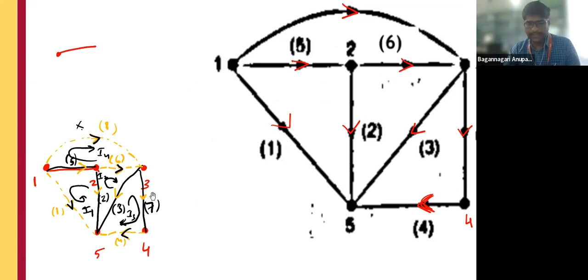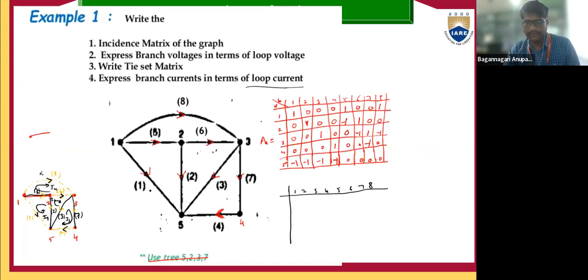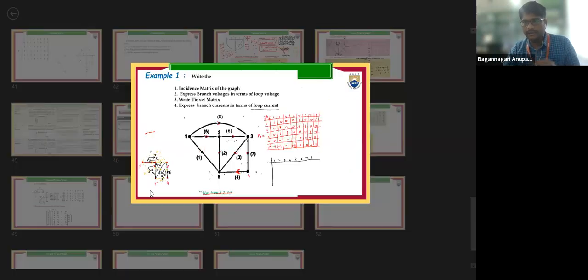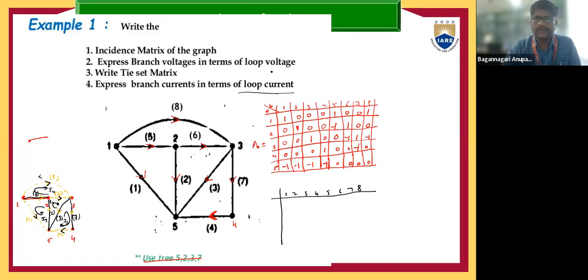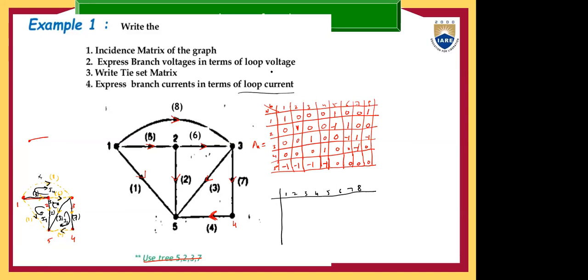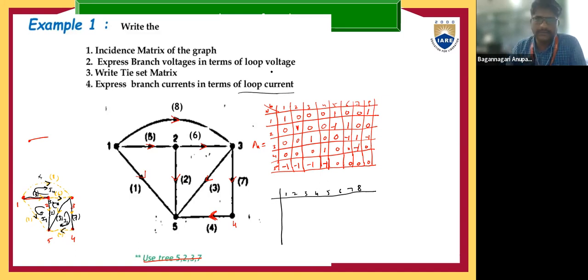So give a try and get the Tieset matrix. We'll be discussing how you bring out these branch currents and branch voltages in the next class. Ignore the sixth link because we are writing the loop currents. We can write with the other links, ignoring that, right? That's what we are talking about in loop currents, right?